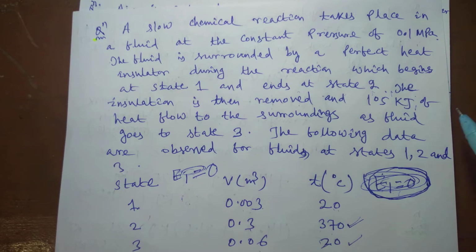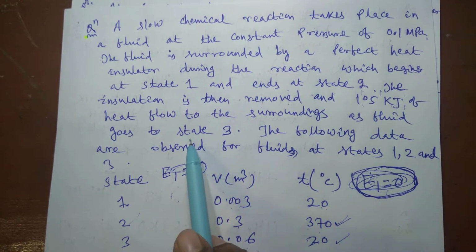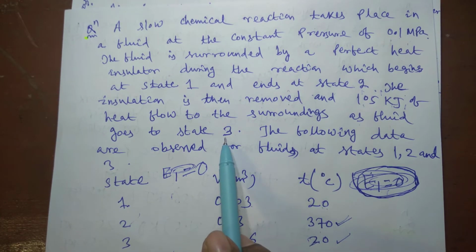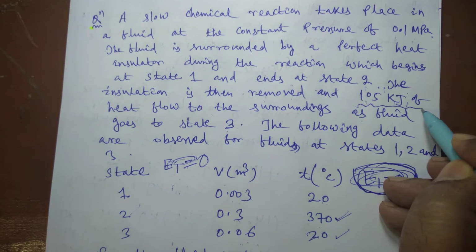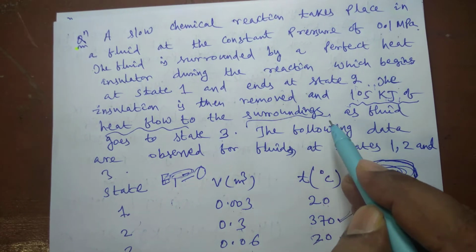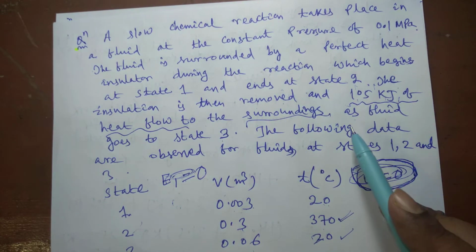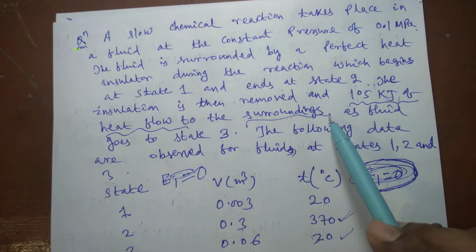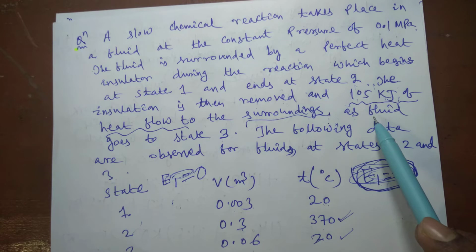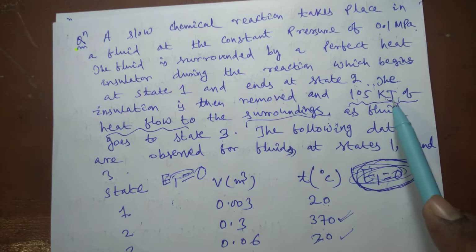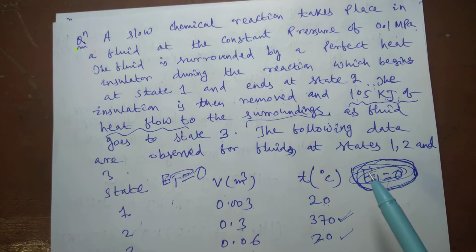And at that time, what happens? 105 kilojoule of heat flows to the surroundings as the fluid goes to state 3. When the fluid goes from state 2 to state 3, 105 kilojoule of heat flows to the surroundings. That is a negative heat interaction. When heat is removed from the system to the surroundings, it is taken to be negative. So as the fluid moves from state 2 to state 3, the heat interaction is minus 105 kilojoule.